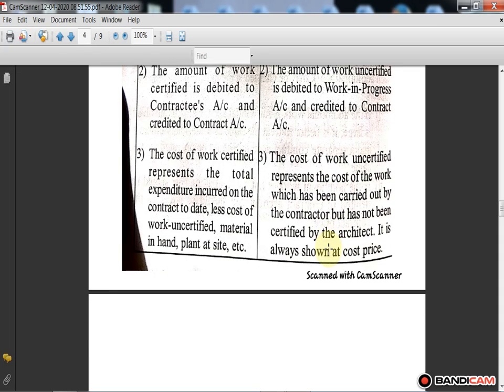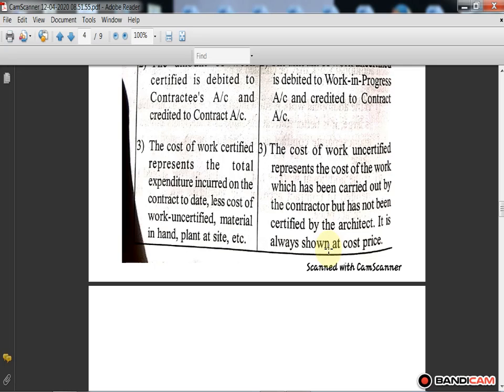Third point, the cost of work certified represents the total expenditure incurred on the contract to date less the cost of work uncertified, material in hand, less plant at site, etc.